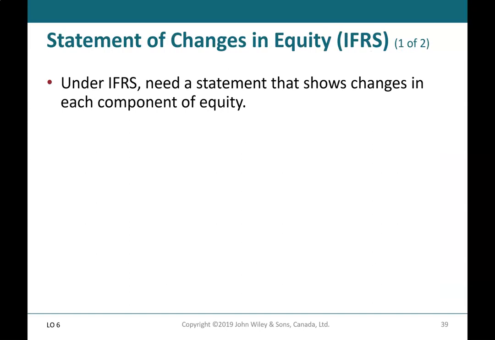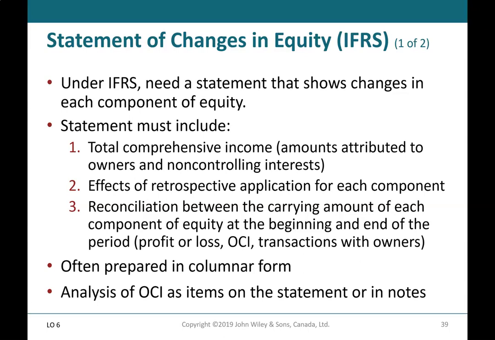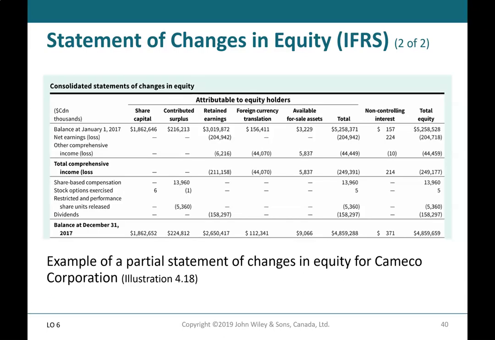Statement of changes in equity, IFRS. Under IFRS, you need a statement that shows changes in each component of equity. The statement must include: 1. Total comprehensive income, amounts attributed to owners and non-controlling interests. 2. Effects of retrospective application for each component. 3. Reconciliation between the carrying amount of each component of equity at the beginning and end of the period: profit or loss, OCI, transactions with owners. Often prepared in column form. Analysis of OCI as items on the statement or in notes.